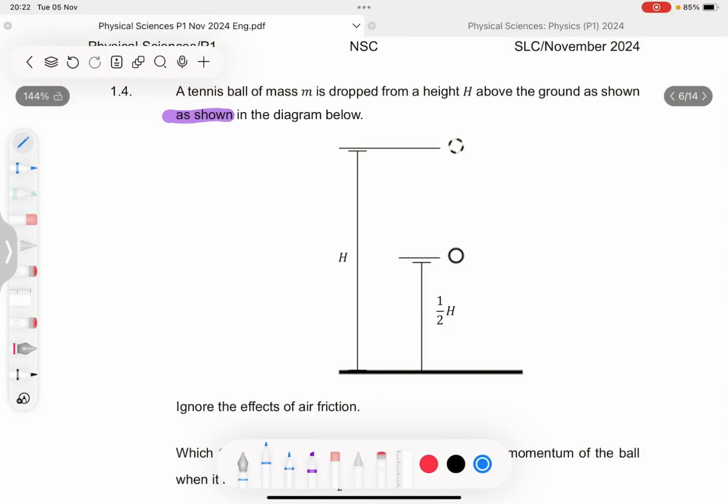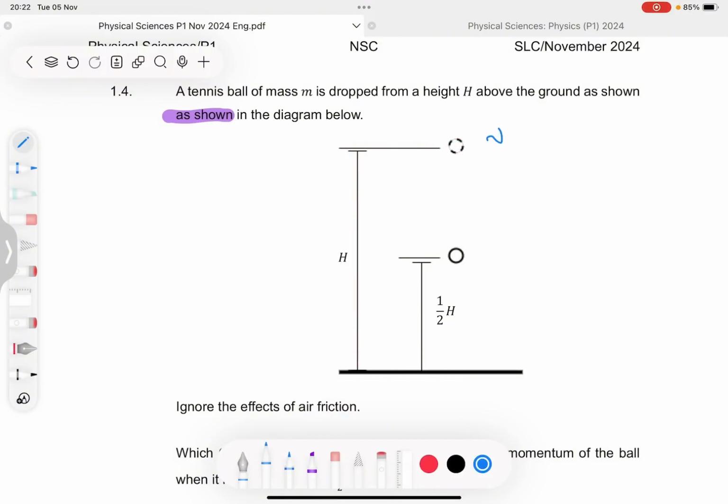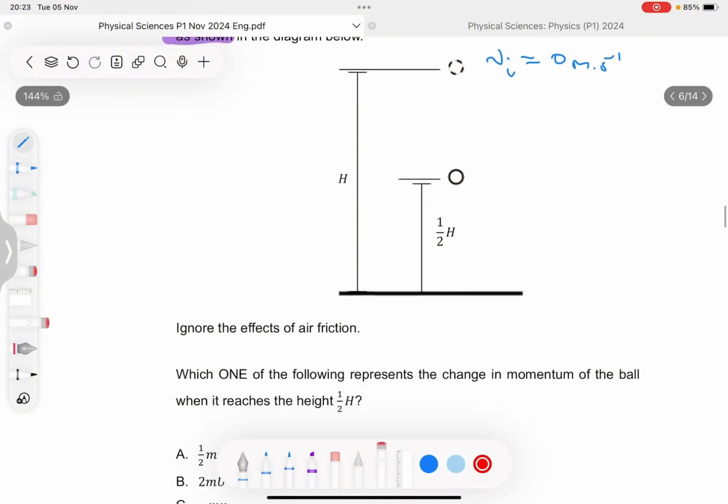Now in this diagram we can see that the ball is being dropped from this height that is measured from the ground, h, right? Now we know from vertical projectile motion that when we say something is dropped, it means its velocity is 0 meters per second. So I'm going to call this the initial velocity because it's the velocity when it started moving. So this ball moves down until it gets to this point here.